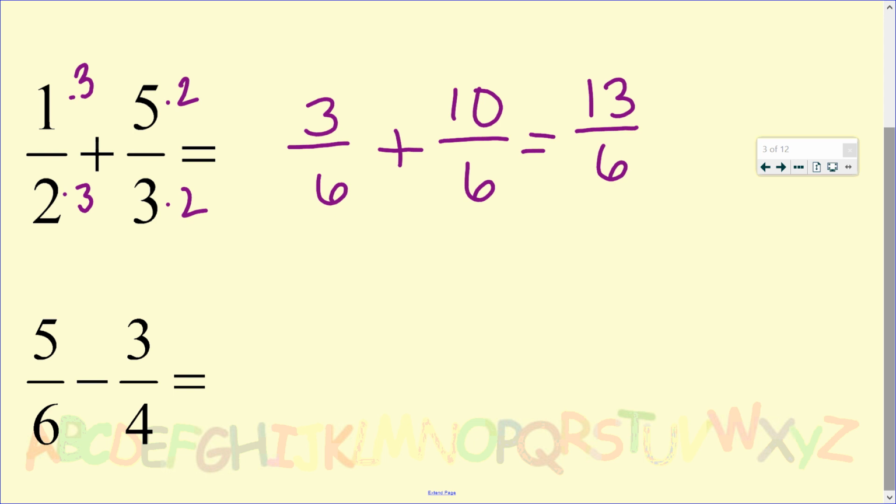Okay, what is the least common denominator? 12 is the least common denominator. Did anybody use a different common denominator? That's not the only way you could do this problem.